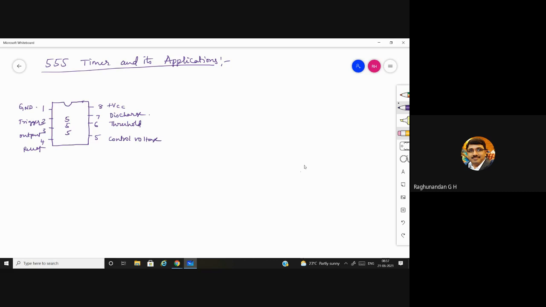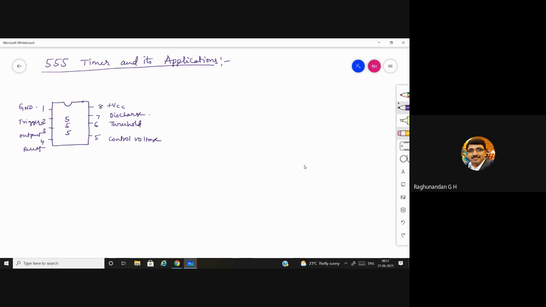Basically, the main application of this 555 timer IC is to get stable time delays in many applications. In the last chapter we discussed how to generate oscillations by using different discrete components connected individually. Here, by using the 555 timer IC, we can also generate oscillation, which we are going to study in the later part.